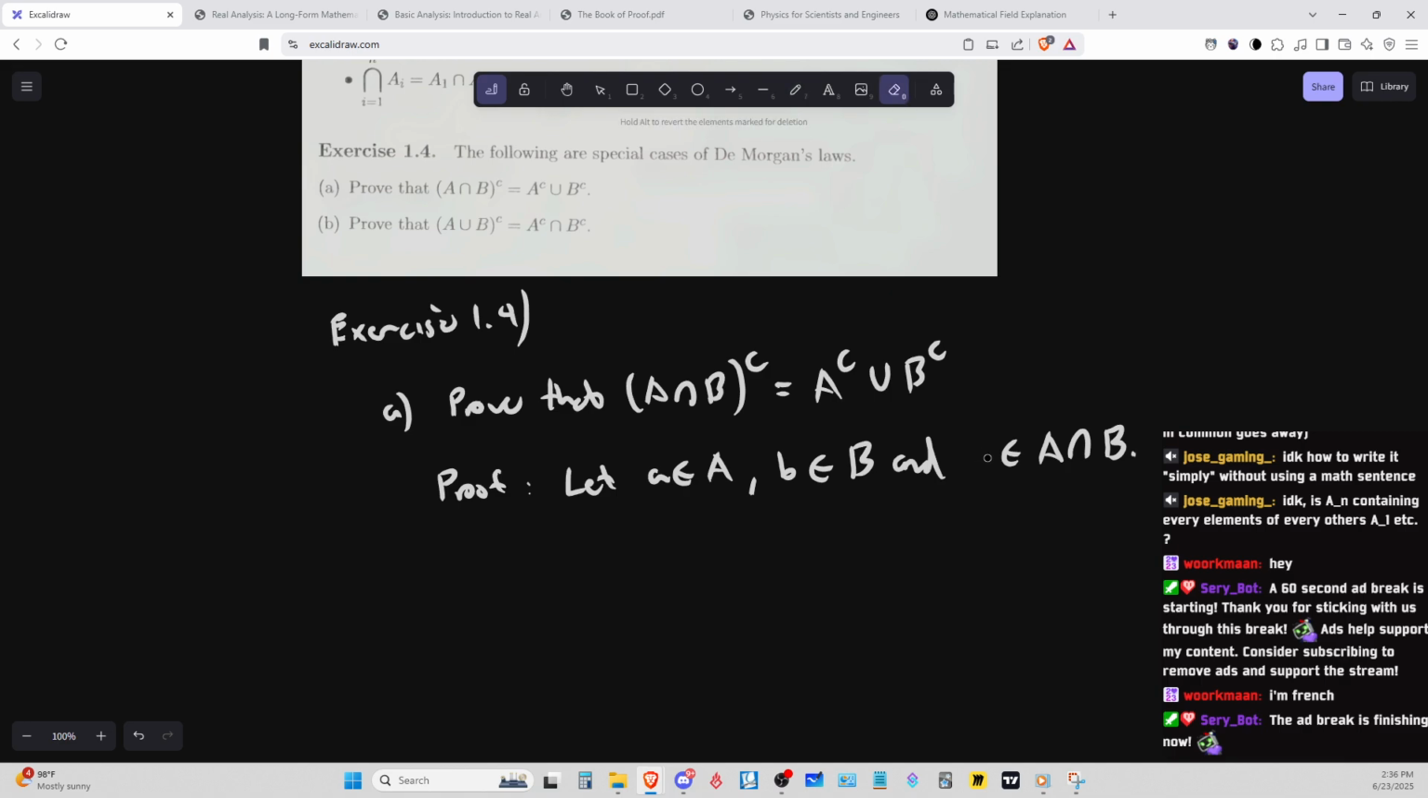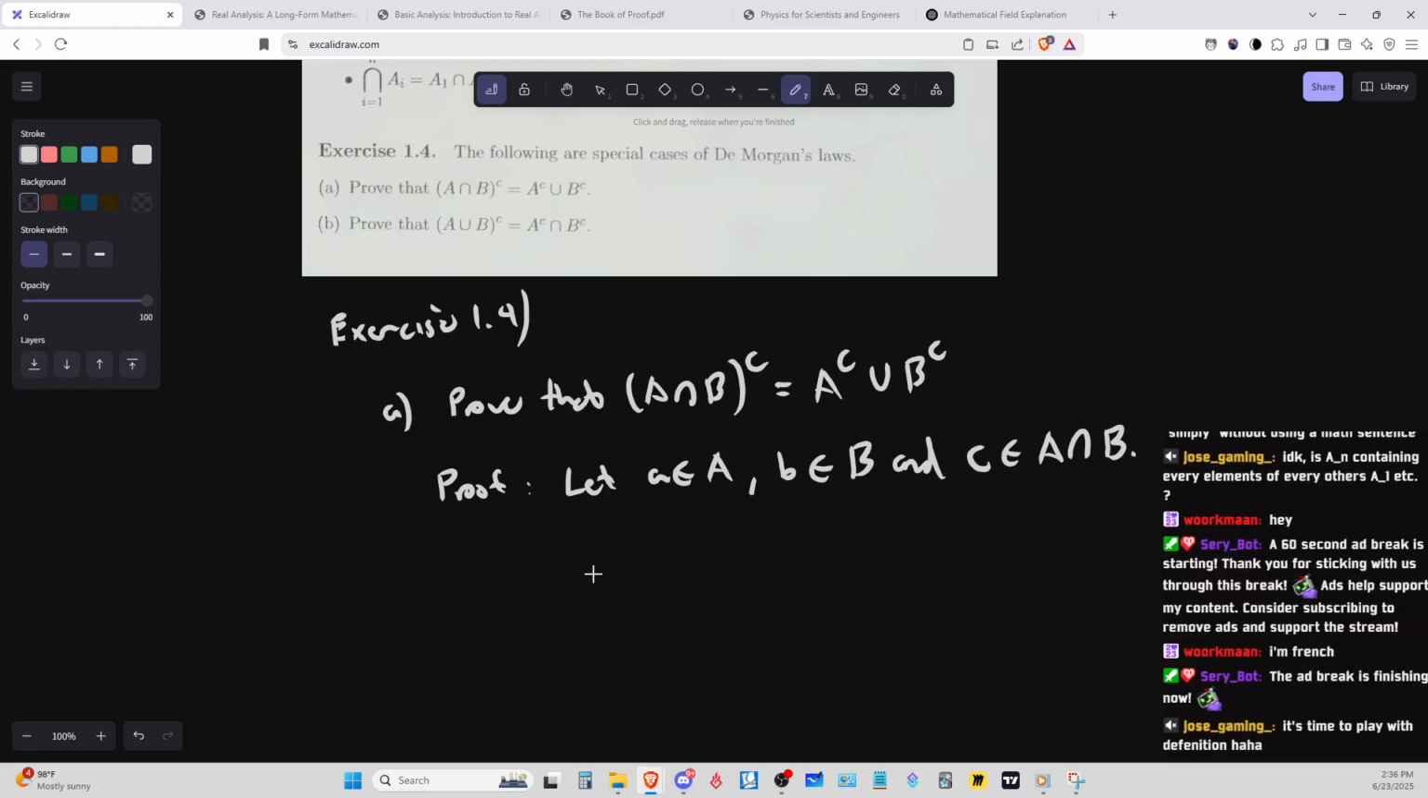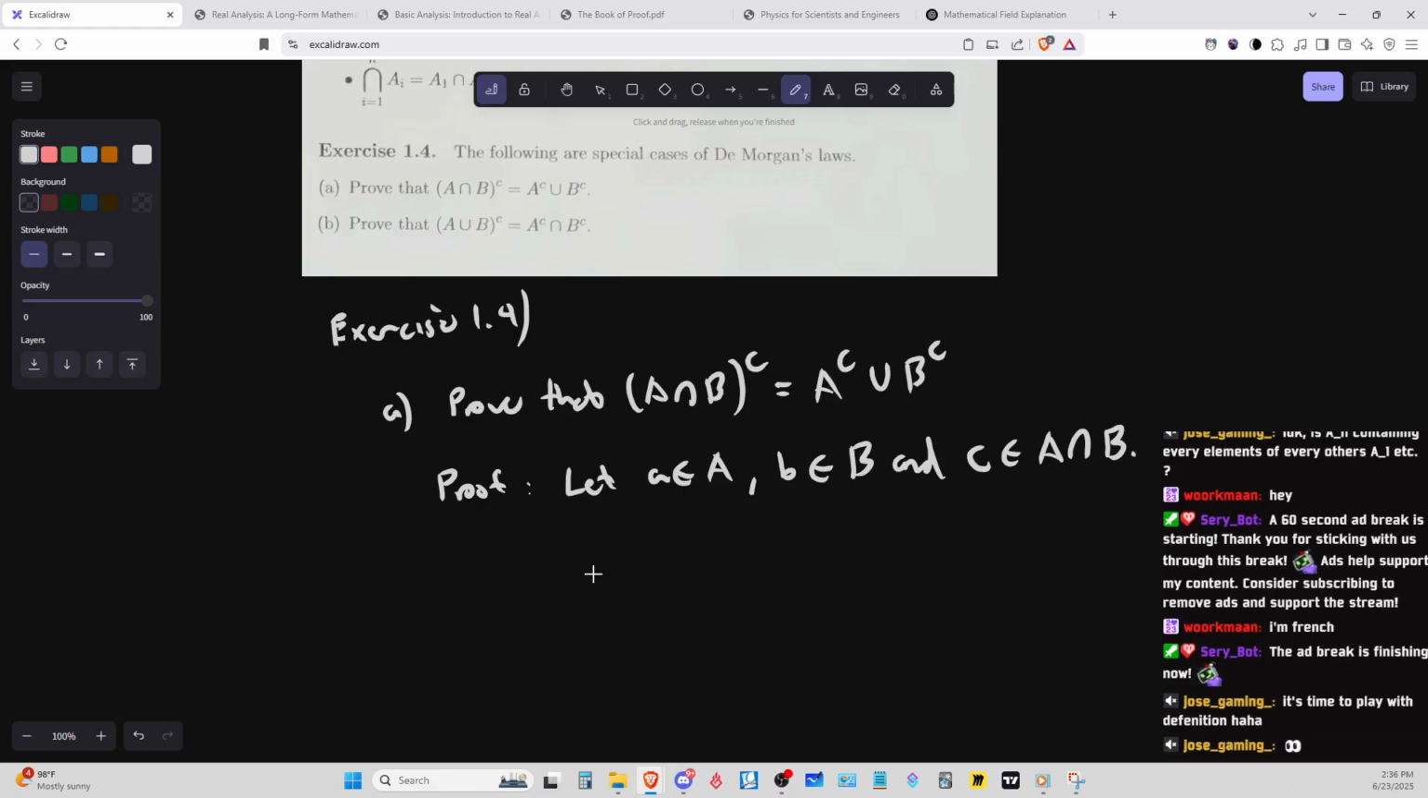Maybe with C here. It's time to play with definitions. Yeah, it is. So with the intersection, it has to be A and B, but since it's the complement, it's basically neither of them.